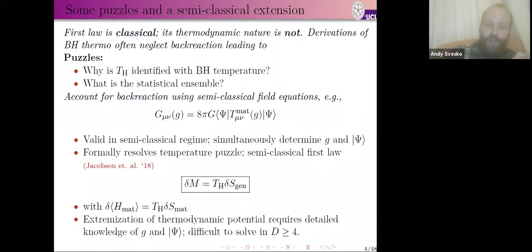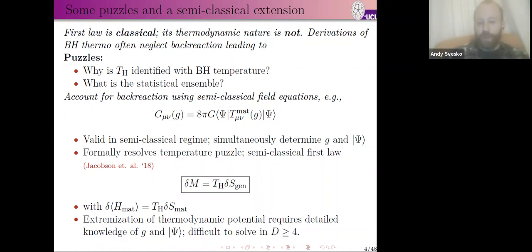Right. So the classical first law, or the mechanical first law, is really a statement about classical gravity, but its thermodynamic interpretation is not. And there are multiple derivations of black hole thermodynamics. As mentioned, one way is describing an on-shell Euclidean path integral and working in a canonical ensemble. But most derivations of black hole thermodynamics neglect the effect of backreaction, namely the effect of the quantum matter in the background altering the geometry of the black hole.